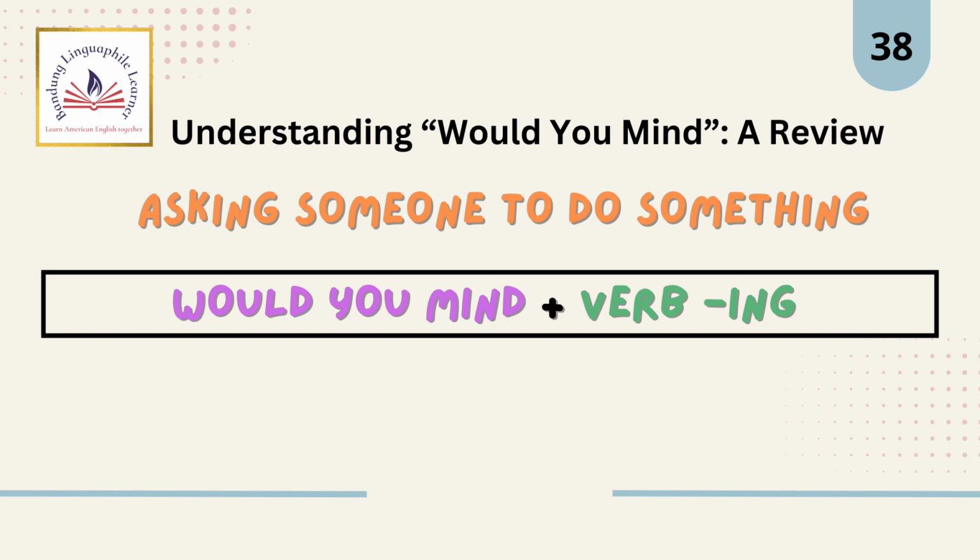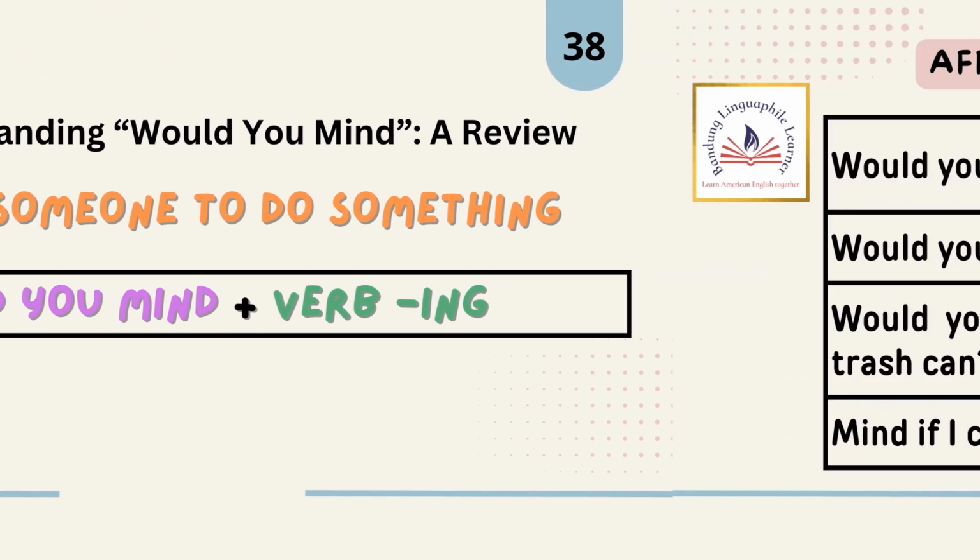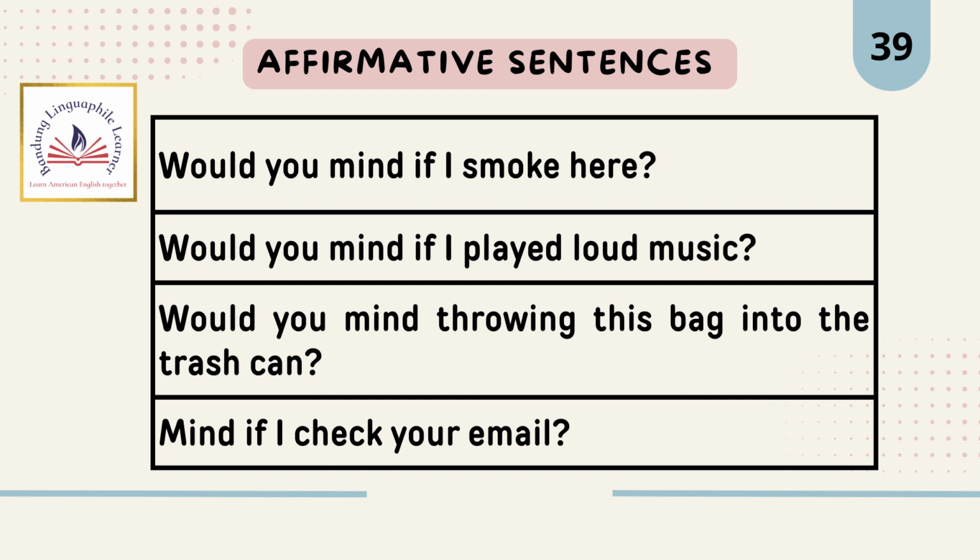Understanding would you mind. The phrase would you mind is frequently used to politely request someone to perform an action. The typical sentence structure for this phrase is would you mind plus verb ing or gerund. For example, affirmative sentences. Would you mind if I smoke here? Would you mind if I played loud music? Would you mind throwing this bag into the trash can? Mind if I check your mail?